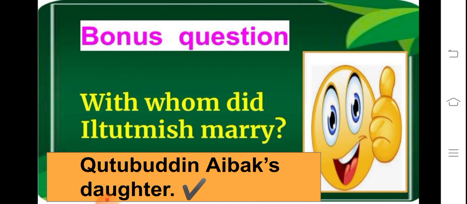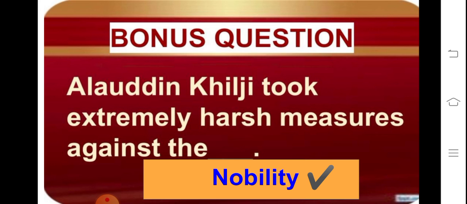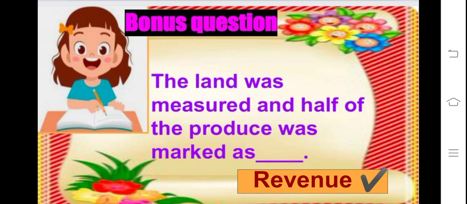Now, time for bonus questions. In the first section, the question was, whom did Iltutmish marry? And the answer was Kutubuddin Aibak's daughter. In the second section, who was supported as a ruler by Balban? And the answer was Nasiruddin Mahmud. In the third section, Alauddin Khilji took extremely harsh measures against, and the answer was nobility. In the fourth section, the land was measured and half of the produce was marked as revenue, and in the blanks, the correct word was revenue.